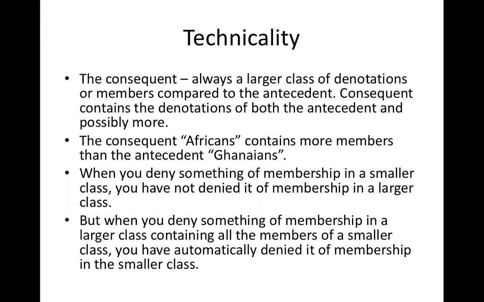Now, the consequent Africans contains more members than the antecedent Ghanaians. If you say all Ghanaians are Africans, and you say Peter is a Ghanaian, definitely Peter will be an African. That's because Africa contains a larger class of items compared to Ghanaians. So if you say Ghanaians are Africans and you say Peter is a Ghanaian, definitely Peter must be an African.